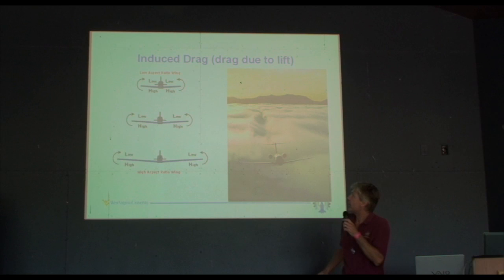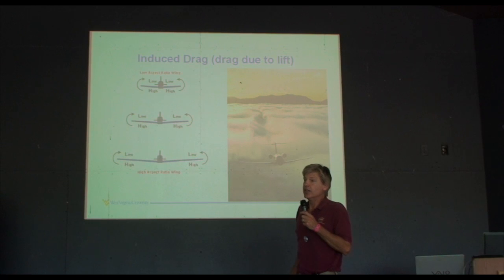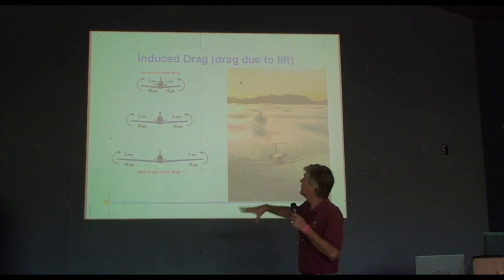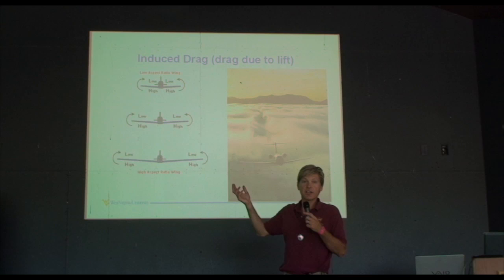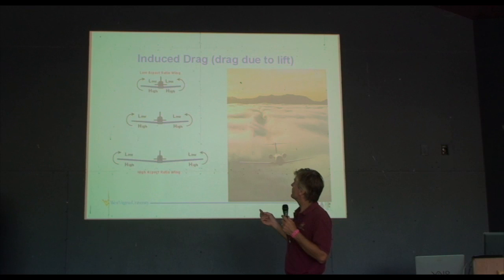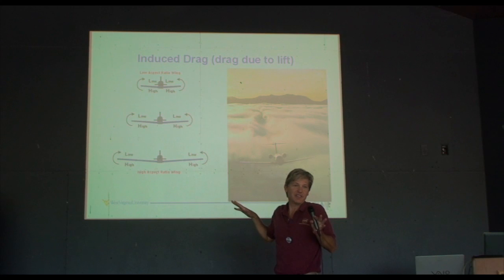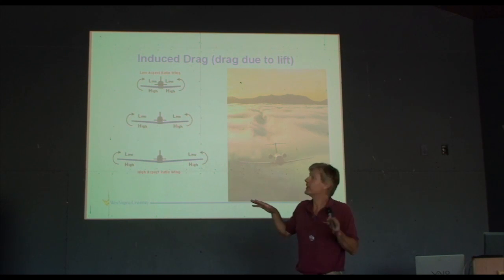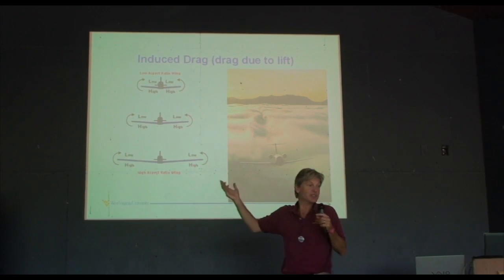Okay, the induced drag, like I said before, is a function of the aspect ratio. I won't go into all the specifics. There are many ways of looking at the induced drag, but if you have a low aspect ratio wing, the air tends to spill over the wingtips fairly easily and creates these vortices, and that gives you a lot of induced drag.